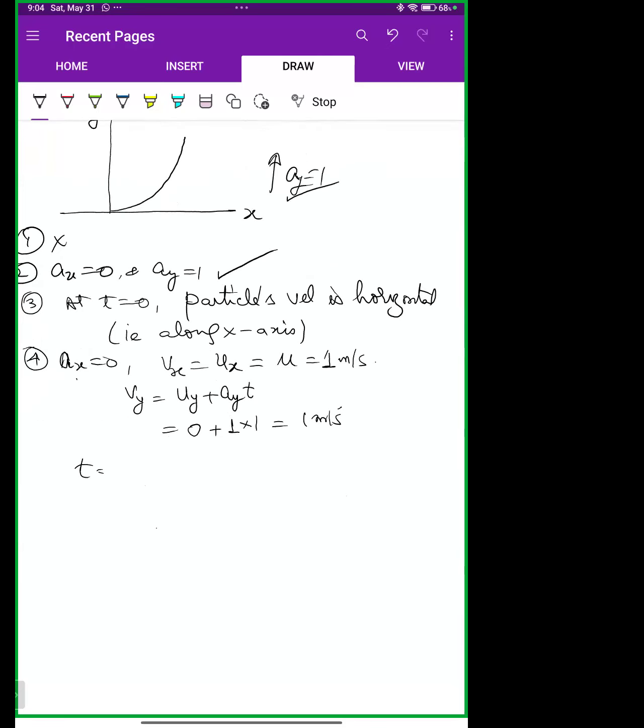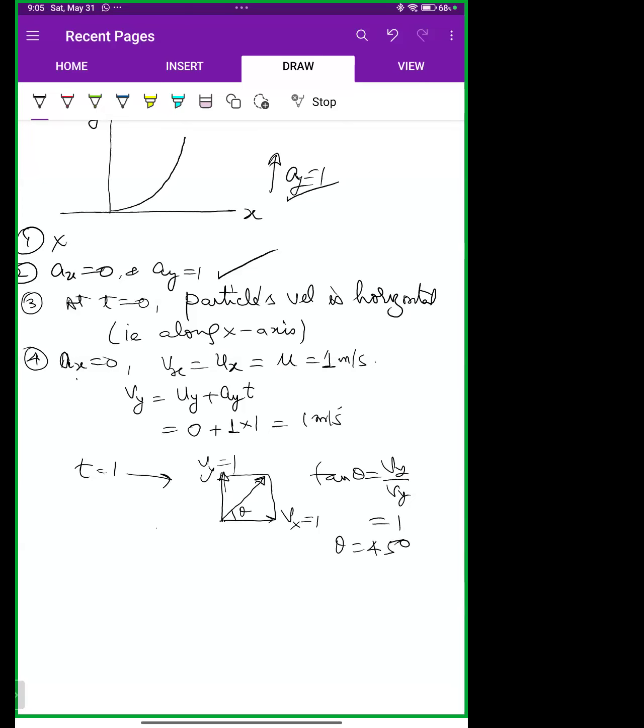This is t equal to 1. So tan theta, we'll get as 1. Vy is equal to 1, Vx is also equal to 1. So the velocity vector is like this, and the angle is 45 degrees. Tan theta is equal to Vy by Vx, which is equal to 1. So theta is equal to 45 degrees.